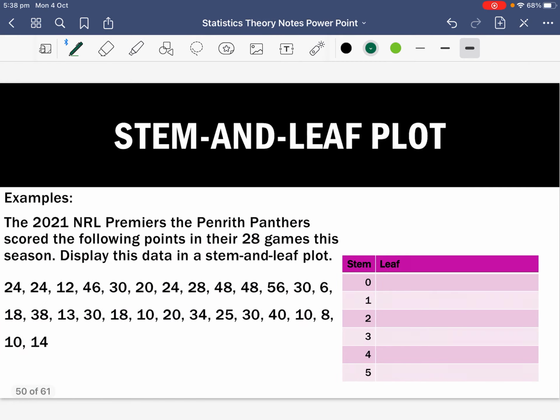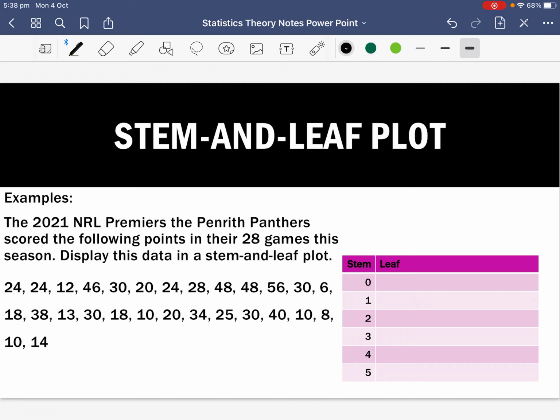Now what we're going to do is use some real life data from 2021 and put that data into a stem and leaf plot. The 2021 NRL premiers, the Penrith Panthers, scored the following points in their 28 games this season. Display this data in a stem and leaf plot. So we have our data here and we have our stem and leaf plot already drawn up.